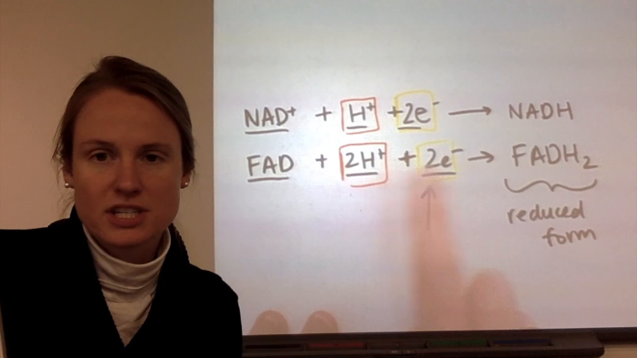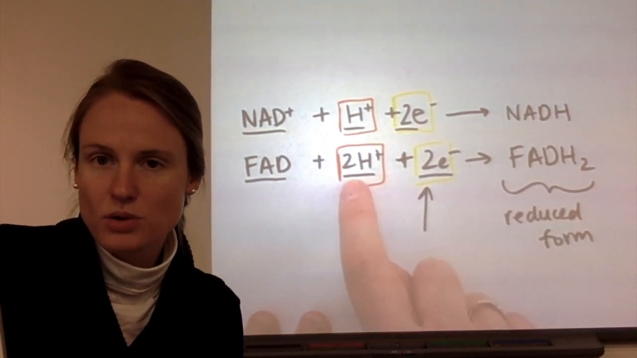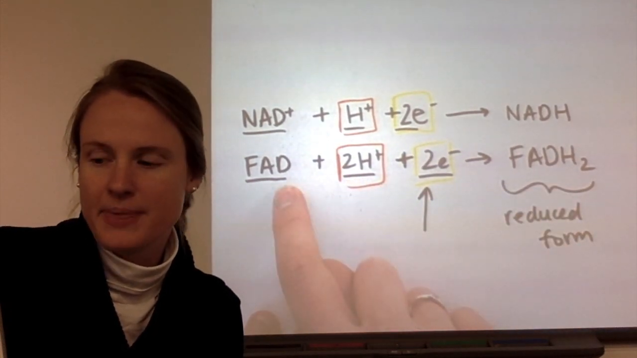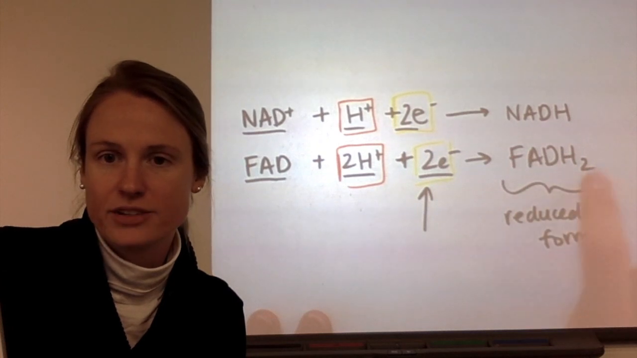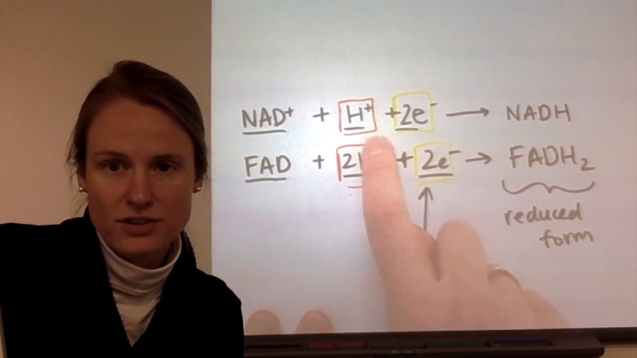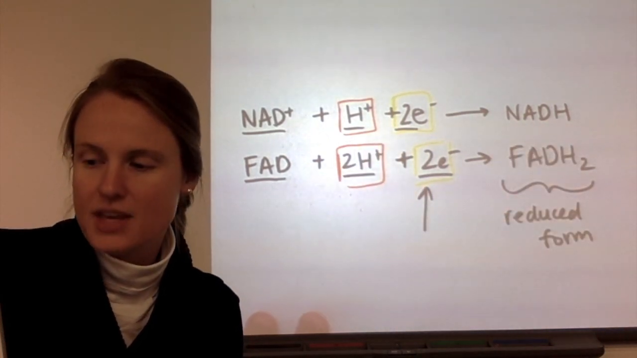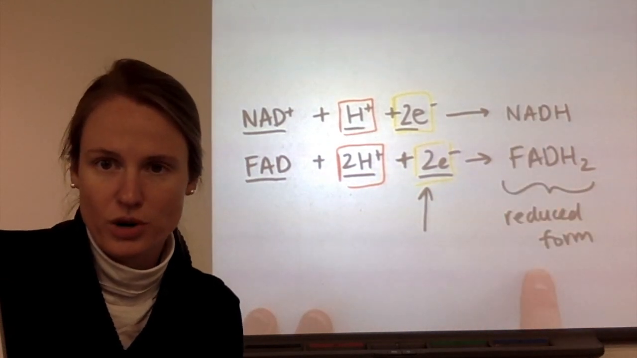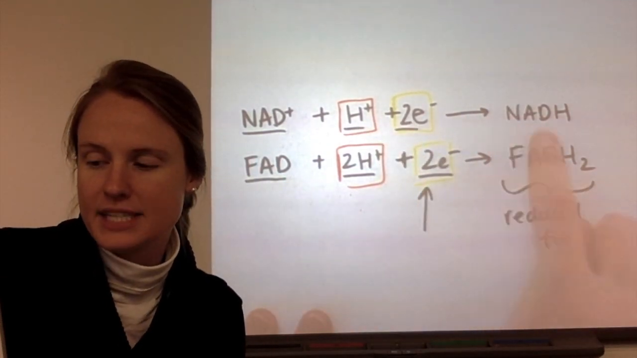FAD plus hydrogens and electrons. Notice 2 hydrogens are added to FAD. That's why we're calling it FADH2 versus there's 1 hydrogen in NADH. So these are the reduced form of the molecule, NADH and FADH2.